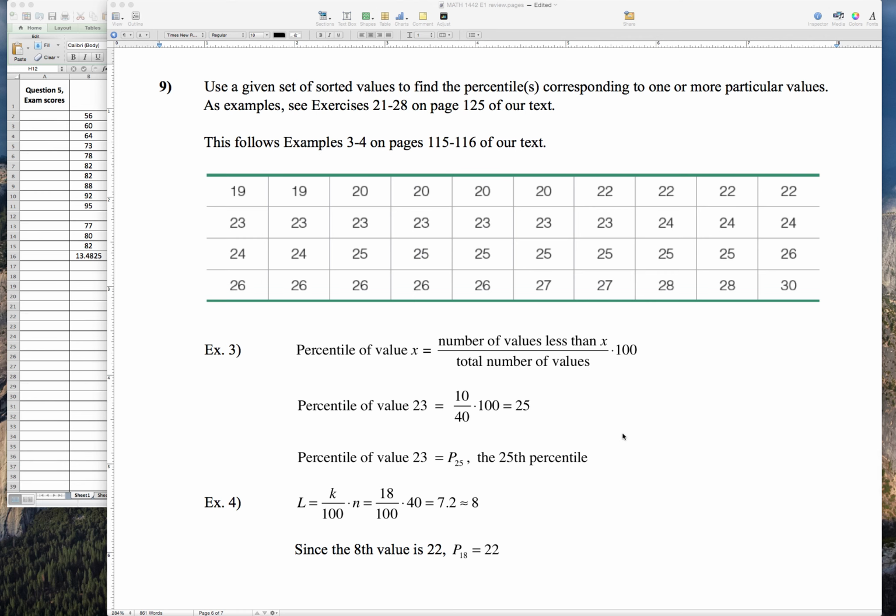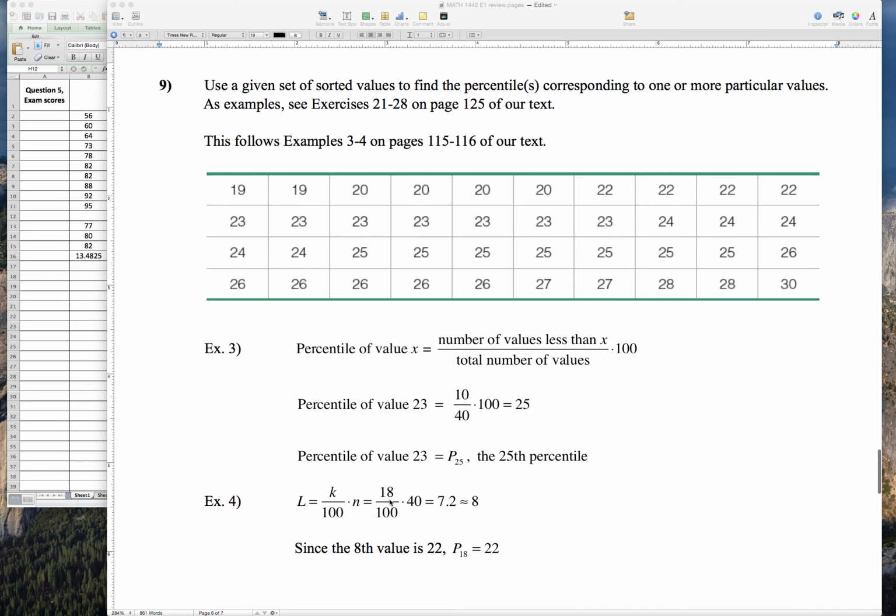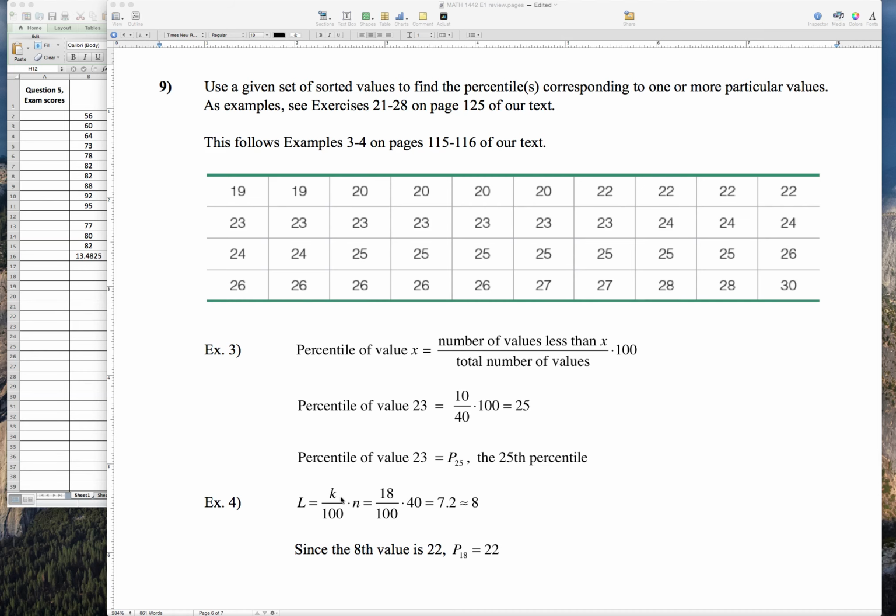you are asked to find a particular percentile. What value is, in this case, the 18th percentile? Well, to do that, use this form. This L is a locator. K is the percentile in question, which, as I said, is 18. We divide that by 100 and multiply by the number of values in the data set.